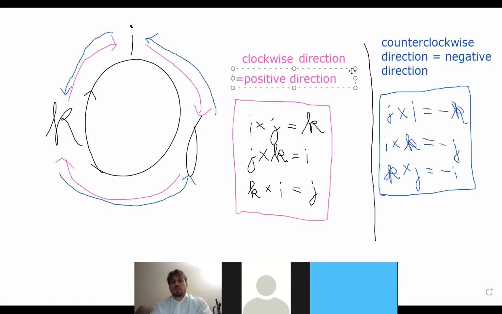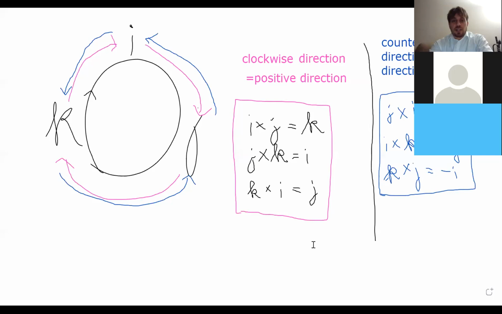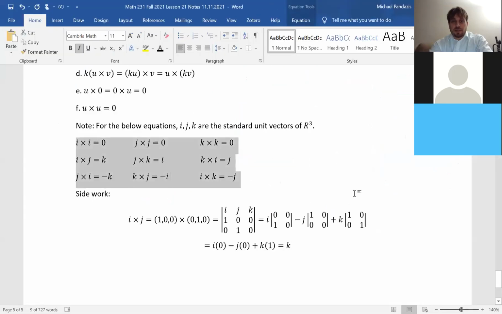Before, we weren't dealing with the positive direction because we weren't talking about a negative direction. If there were no opposite directions, then there would only be one direction. Now we've added a second direction, so now we have positive direction and negative direction. Okay, so now we have all 9 equations there.